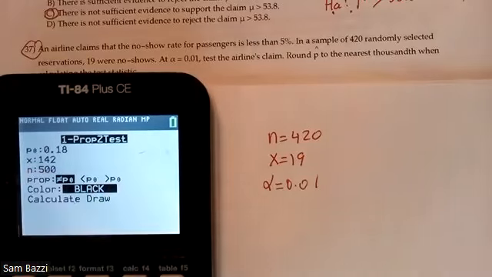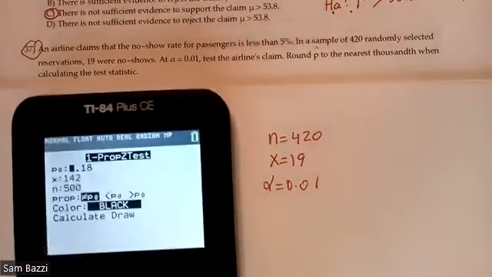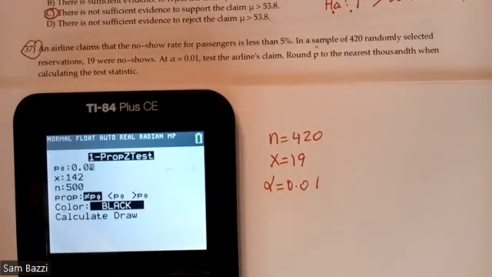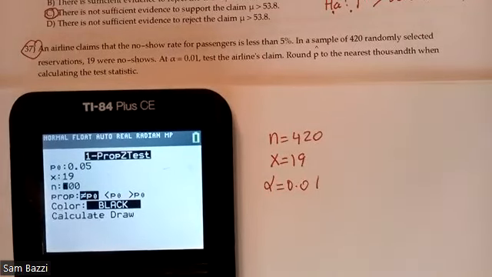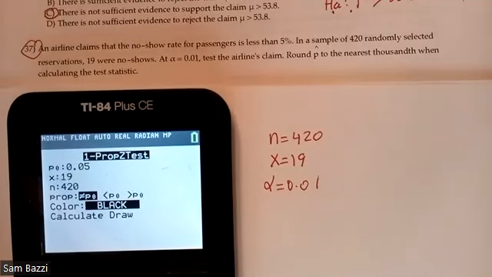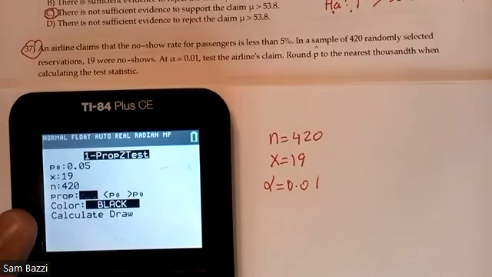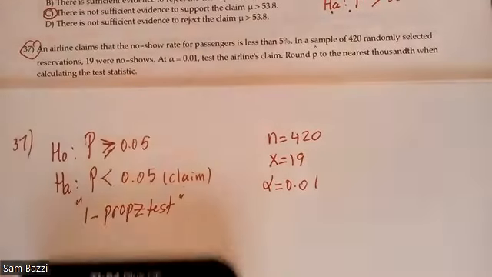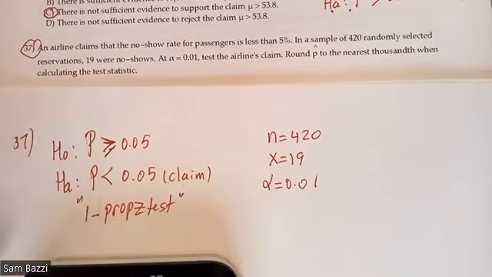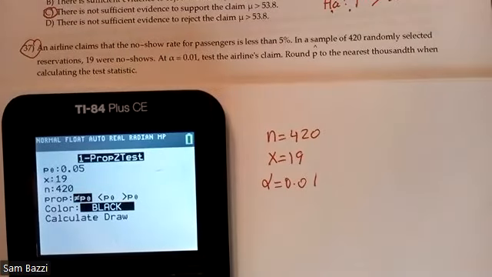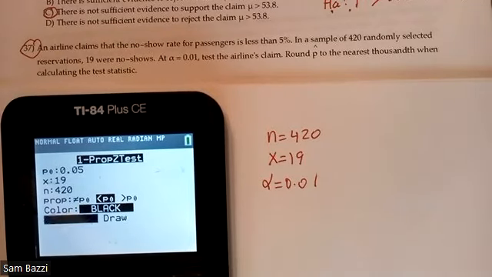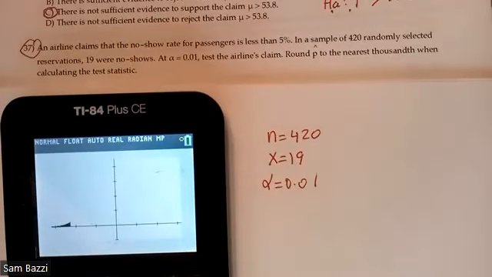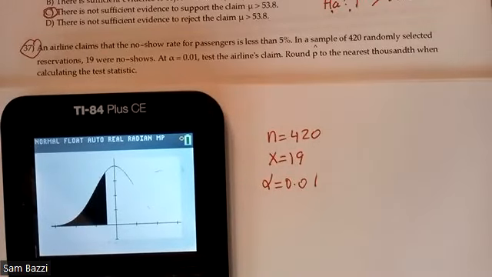Okay, you put the 0.05. That's the value in the null hypothesis. You put the X, which is 19. You put the N, which is 420. Here, you put the sign that you see in the alternative hypothesis. And what sign do you see in the alternative hypothesis? Less than. You do less than. All right, and then you hit calculate or draw. It's up to you guys. Let me just do a draw. This is the p-value.